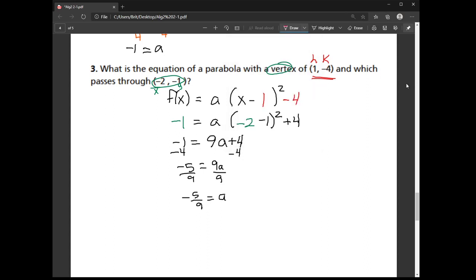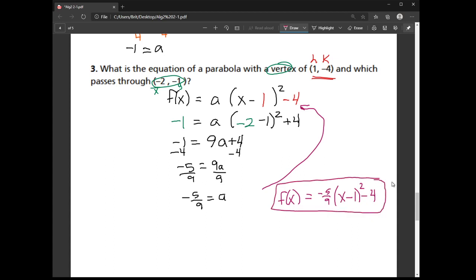So if I'm going back to this equation and I'm plugging it in, I get f of x equals -5/9 times x minus 1 squared minus 4. And there it is. That's our equation.